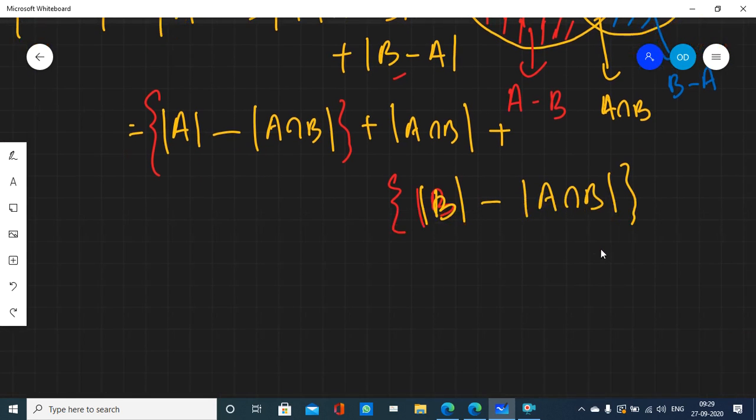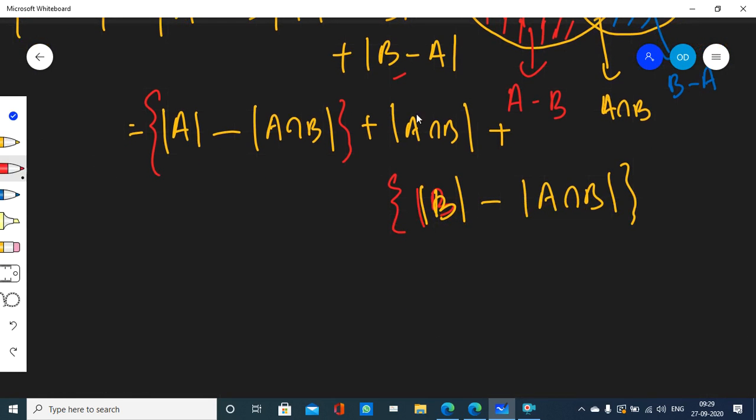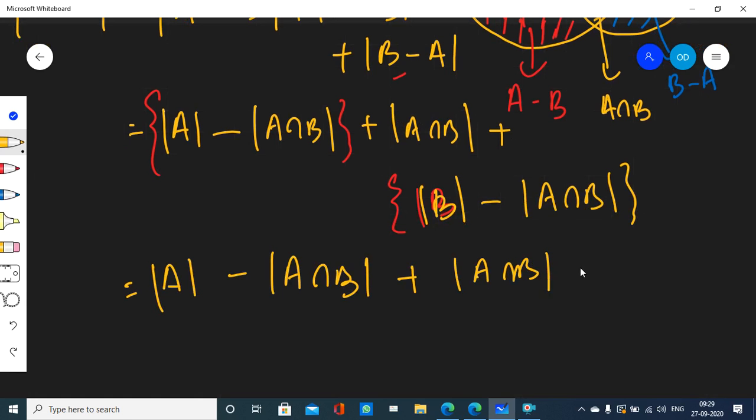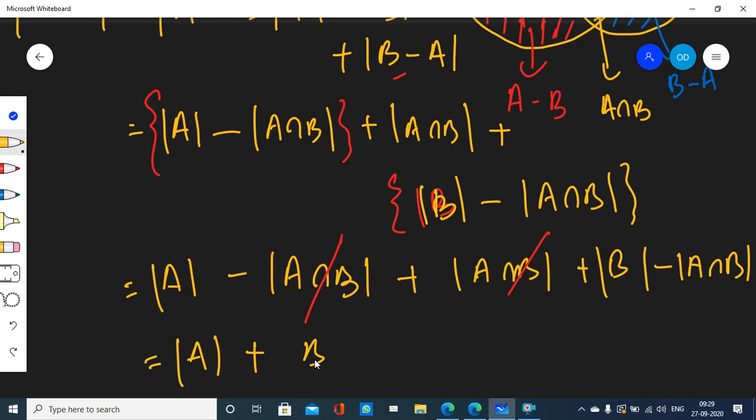So let's just open the brackets. This is cardinality of A minus cardinality of A intersection B plus cardinality of A intersection B plus cardinality of B minus cardinality of A intersection B. Check it out. These two will cancel out. What are we left with? Cardinality of A plus cardinality of B minus cardinality of A intersection B. So this is the general formula for cardinality of A union B.